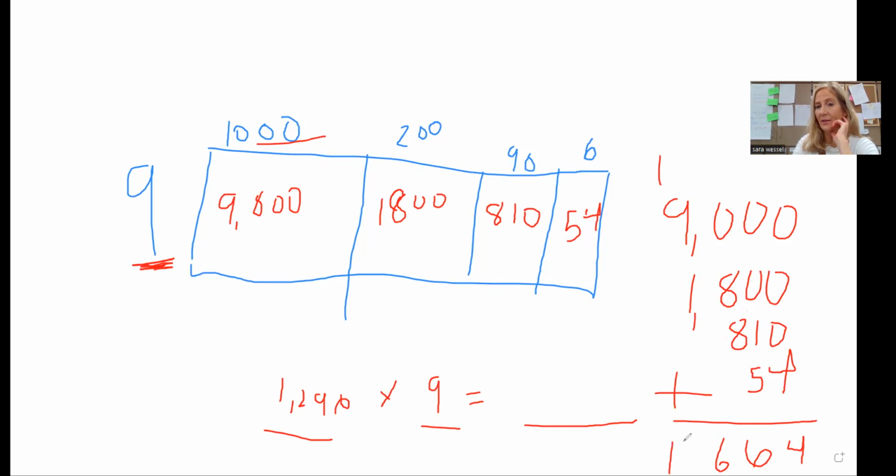So here's how much it cost. I wonder how many of you got this one right. It cost 11, I'm gonna make a little dollar sign, it cost $11,664. So that's my answer to this problem, $11,664.